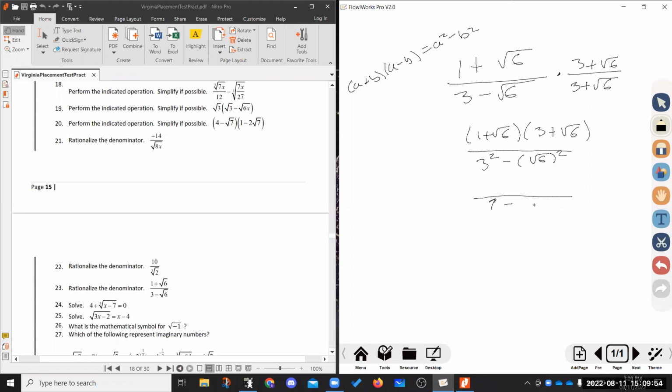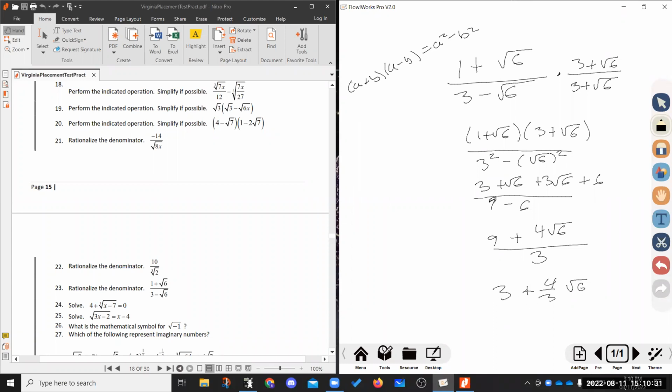It's going to be 9 minus 6. This is going to be 3 plus root 6 plus 3 root 6 plus 6. 3 plus 6 is going to give me 9. And I have 3 plus 1 is 4. My denominator down here is going to be 3. And so I might, in some cases, want to simplify this to be 3 plus 4/3 root 6.